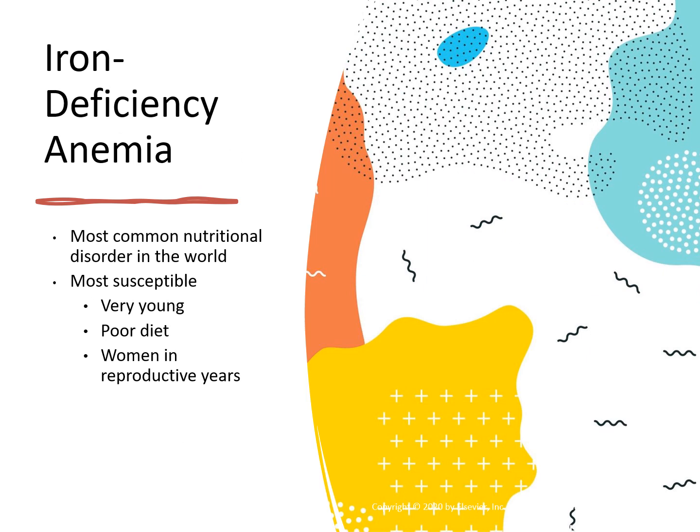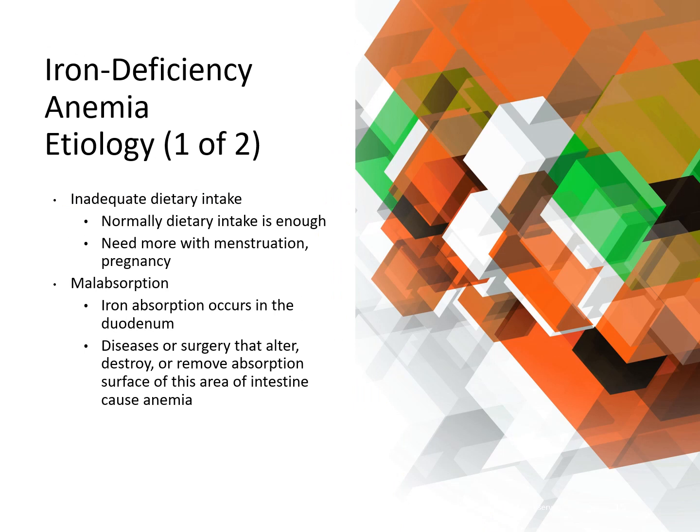Iron deficiency anemia is the most common nutritional disorder in the world. Happens to the very young, secondary to a poor diet, and women in their reproductive years. And let's think about that. Why would it be women in their reproductive years? What process do these women have going on? Inadequate dietary intake, especially if people are vegetarian or choose an alternate diet. They have to be very careful to make sure they get the iron that they need. We need more iron with women, as women have menstruation and pregnancy.